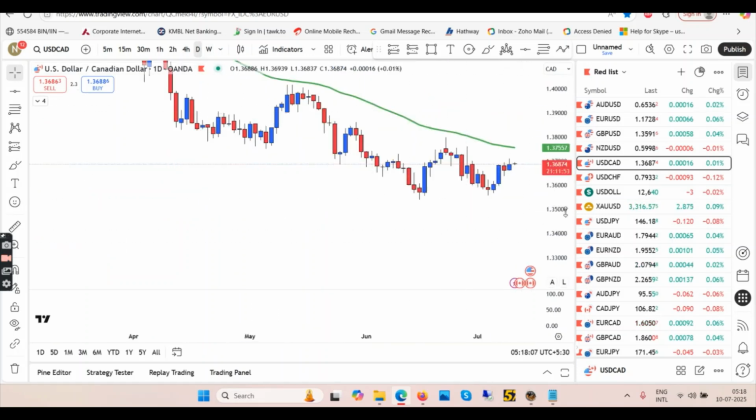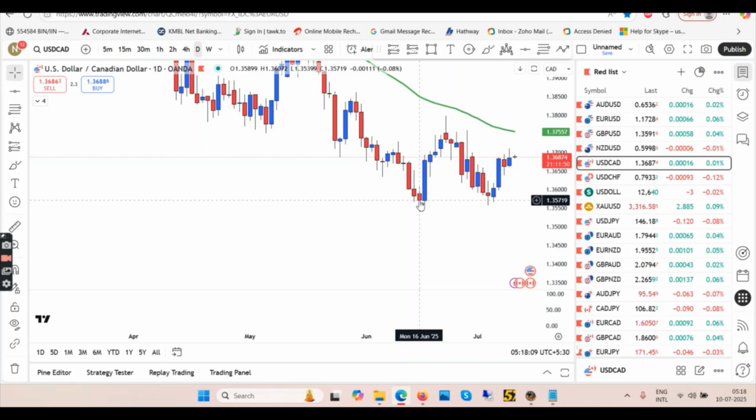Blue means longs. This is the daily chart. On the daily, this low is not broken, and we have broken this high. This blue candle has broken this high, so we might carry on going up, or we might take a pullback and then go up.